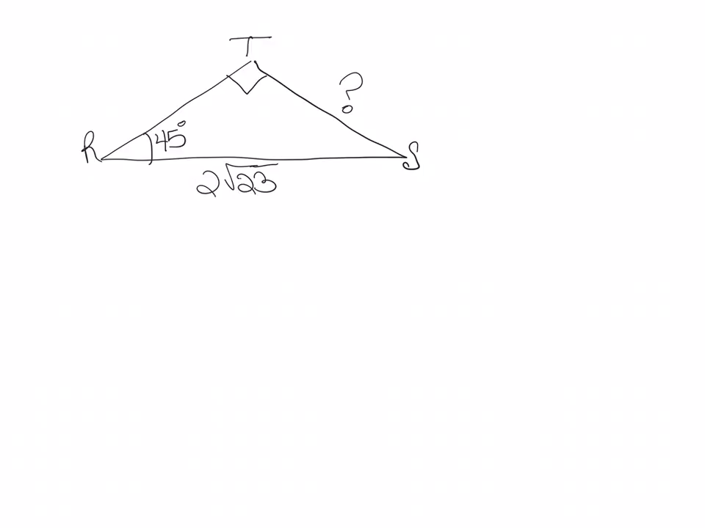Okay, so if we do this, we need and know. So our need is going to be opposite. Our know is going to be hypotenuse. Let me erase that, HYP. There we go. All right, so we need opposite.